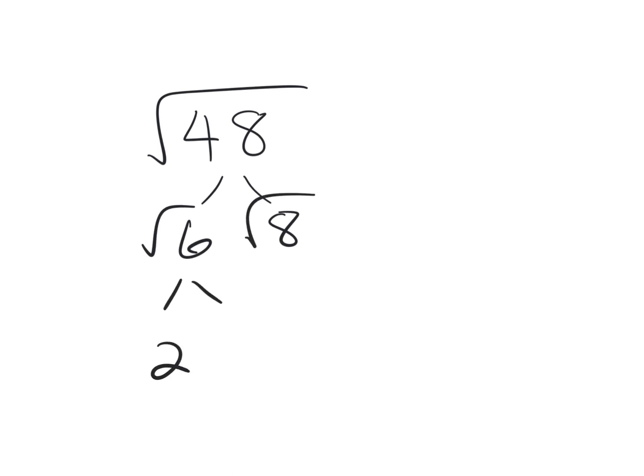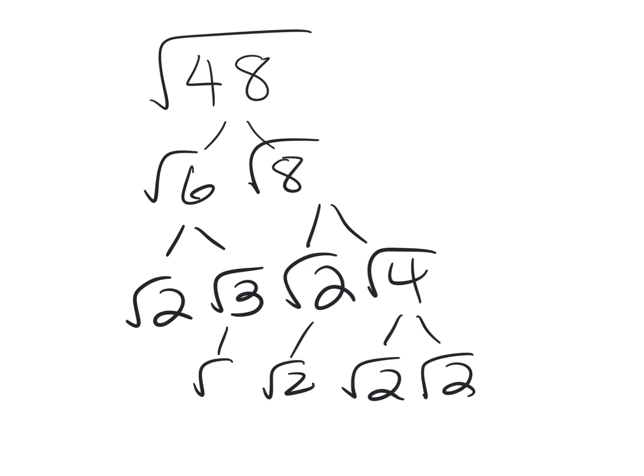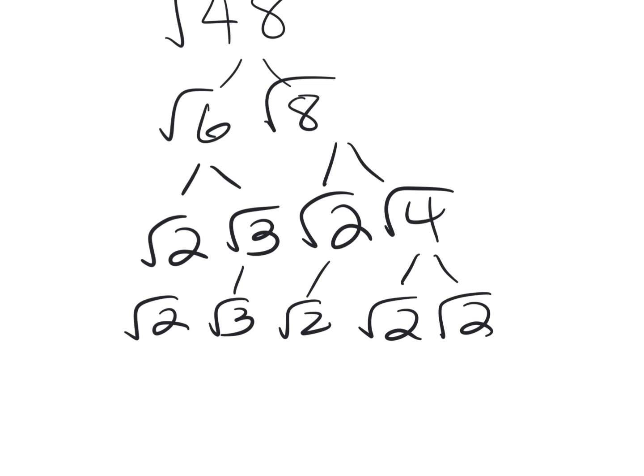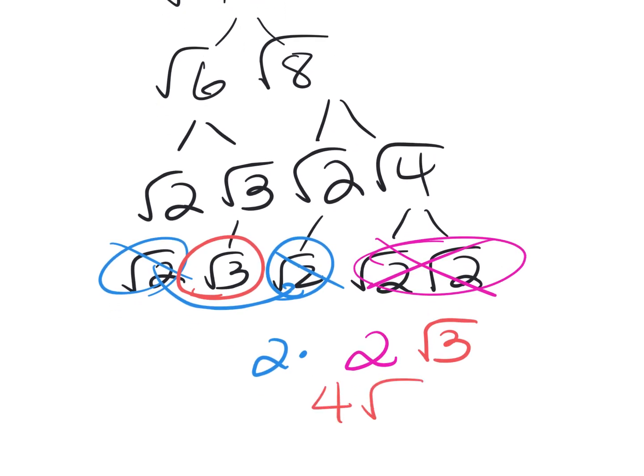So I multiply. This will be a 2 times 6, then a 2 times 4, and then this one still can break down. I keep breaking it and keep bringing everything down until I have all prime numbers. Now that I have all prime, I look for pairs. I got a pair of 2's here. I got another pair of 2's. Even though they're not side by side, they still make a pair. It comes out. And this poor 3 doesn't have anybody to pair up with, so he stays underneath. Anything that comes out gets multiplied together, and your final answer is 4 square root 3.